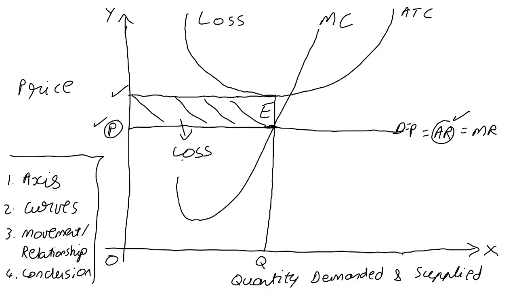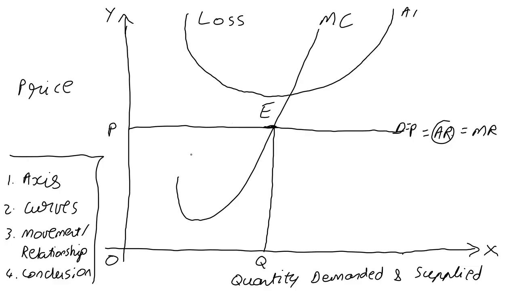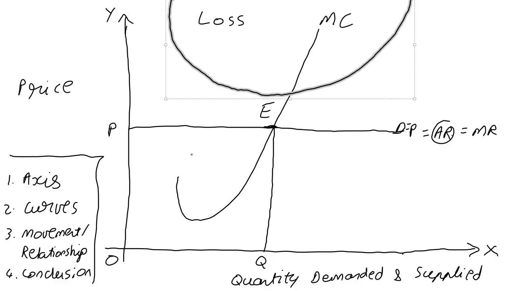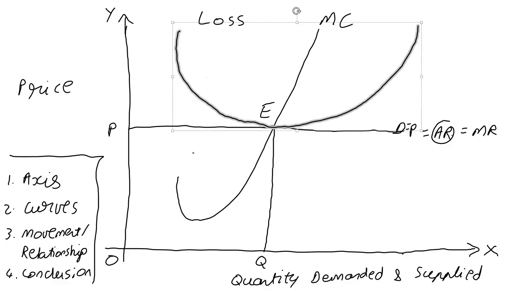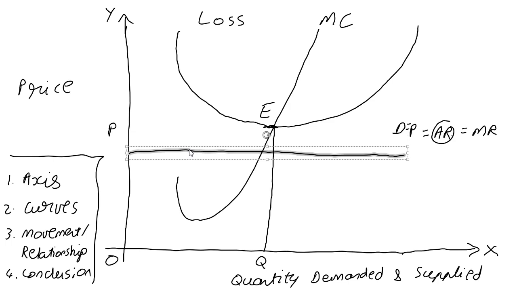Now, what have I just done? I have shown a situation where the ATC curve has gone up, meaning costs have increased. But that is not always going to be the case. It could also be that prices have fallen, and if prices have fallen, the demand curve goes down like this. This gives me a good opportunity to neatly redo that last part.